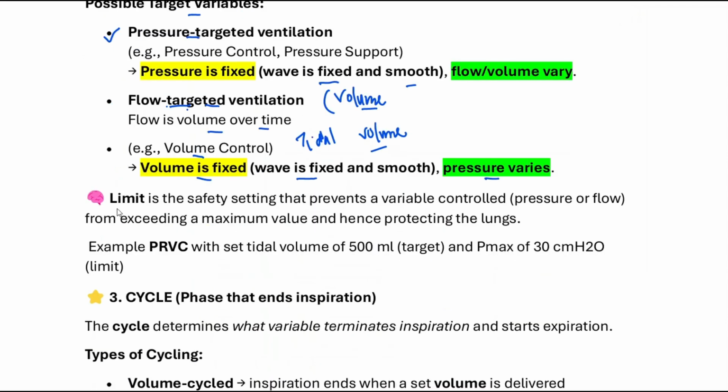So the next thing under here is limit. So what's limit? Limit is the safety setting that prevents a control variable, which we just talked about, either pressure or flow, from exceeding the maximum value and hence protects the lung. So this is what you set so that you don't get any damage to the lung.